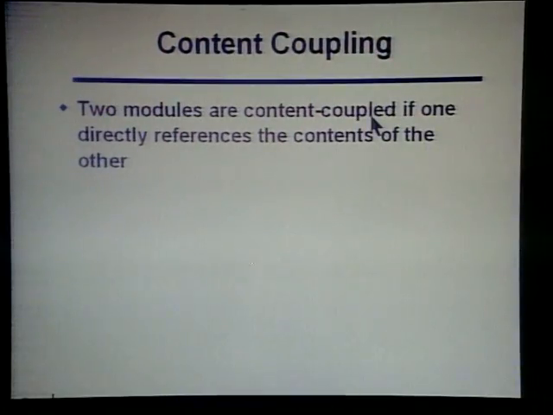Now, let's discuss these different levels of coupling in a little more detail. So let's start with the lowest level of coupling, which is called the content coupling. We say two modules are content coupled if one directly references the contents of the other. That's the worst kind of coupling you can have, that we have one module which directly interacts with another module anywhere in between that module.